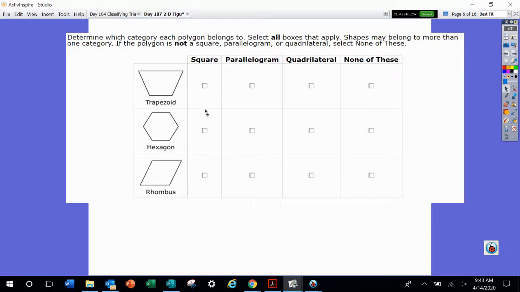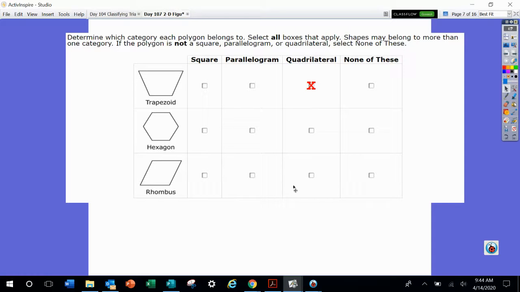Okay, so let's go through. Here we have a trapezoid. Is a trapezoid considered a square, a parallelogram, a quadrilateral, or none of these? Go ahead and make your selection. You can point or you can say it out loud, but that way we know that we have a definite answer. Okay, a trapezoid is considered a quadrilateral. It has 4 sides, so it's a quadrilateral.